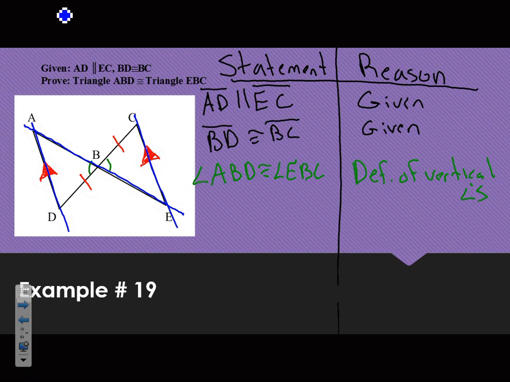When we know parallel lines are cut by a transversal, I can say that angle A is congruent to angle E because of alternate interior angles. So I'm going to put angle A is congruent to angle E, and my reason is going to be alternate interior angles are congruent.